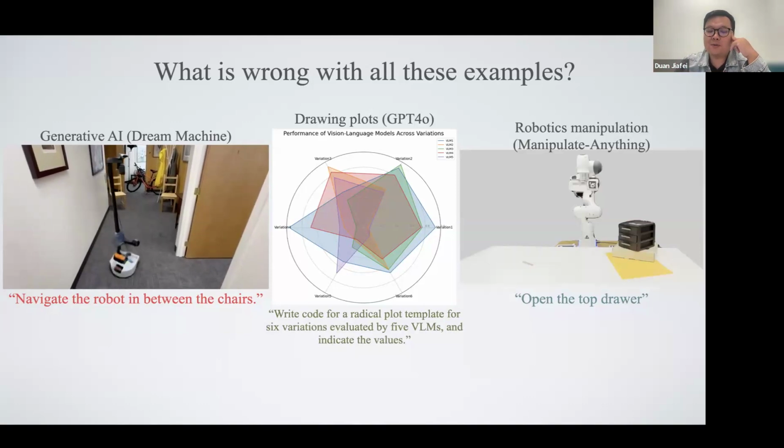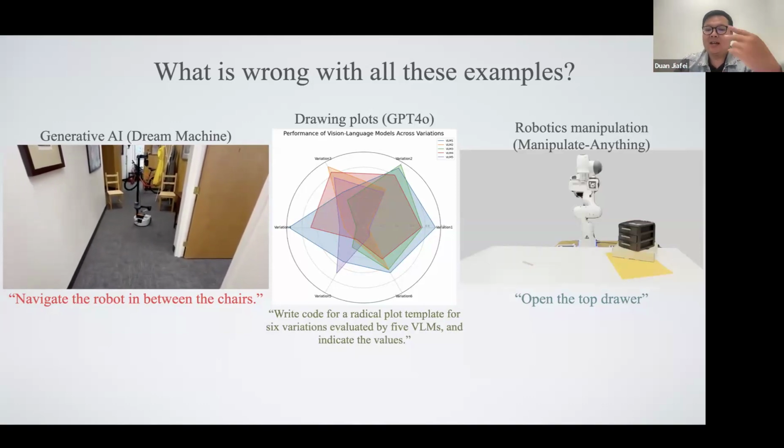And if your language prompt is to navigate the robot in between the chairs, the output of that model will look something like this. As much as it looks really realistic, this is generated video. Or we can ask ChatGPT to write us a few lines of code to draw a radar plot, or have a template to draw a radar plot, and that's what you see in the center. Or even use VLMs in a way that we can prompt it to generate actions, like what Manipulate-Anything does. In this case, it is to open the drawer.